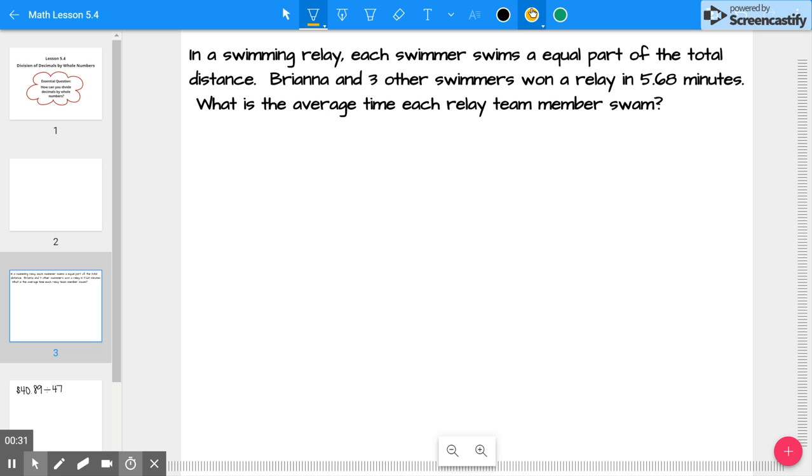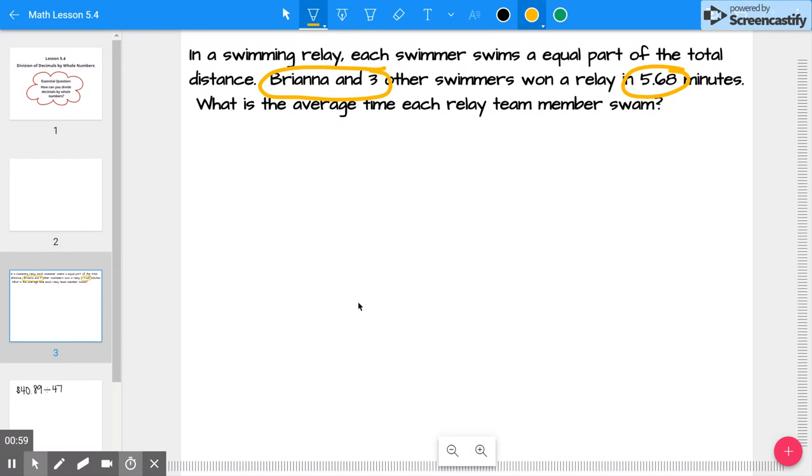So before I do anything, I use my CUBE strategy to help me figure out what I'm solving in this problem. So the C in CUBE stands for circle the numbers. So I see Brianna and three other swimmers. I'm going to circle Brianna and three because that's telling me that there are 4 swimmers altogether. Then when I keep looking for numbers, I see 5 and 68 hundredths minutes. And I don't see any other numbers in there, so I think I'm good.